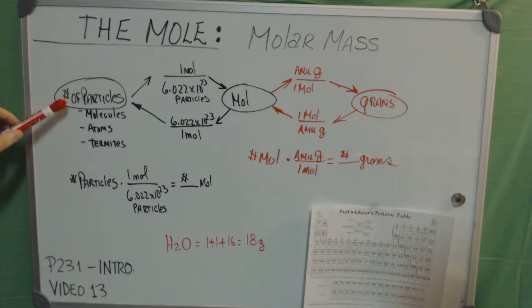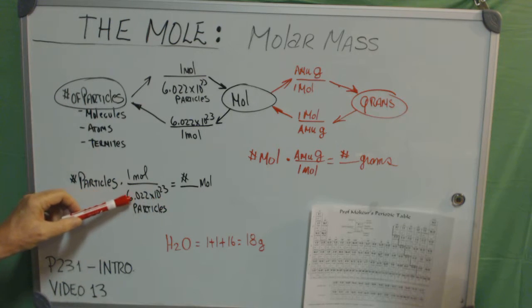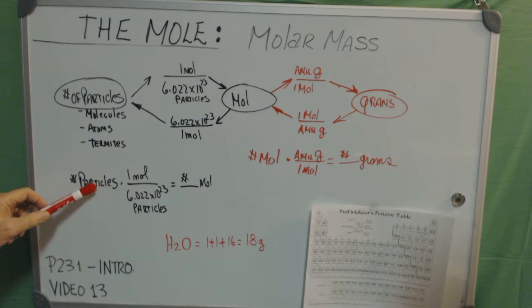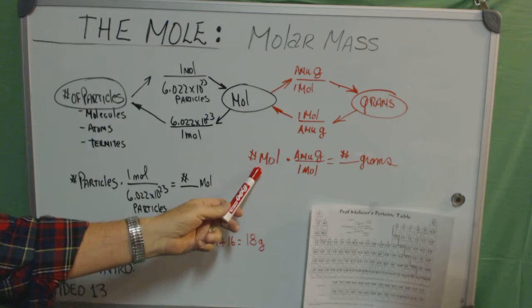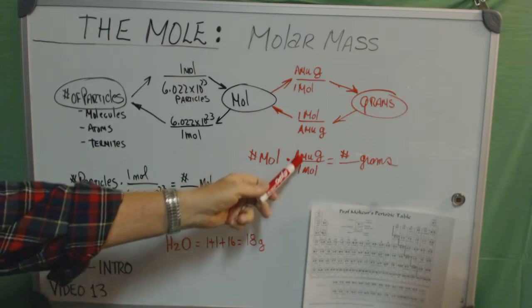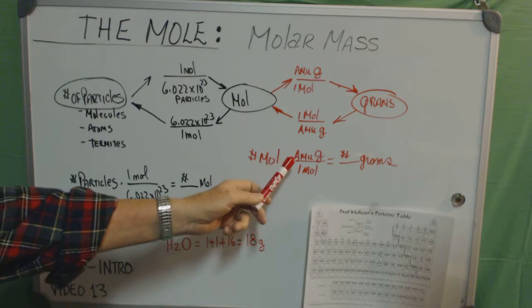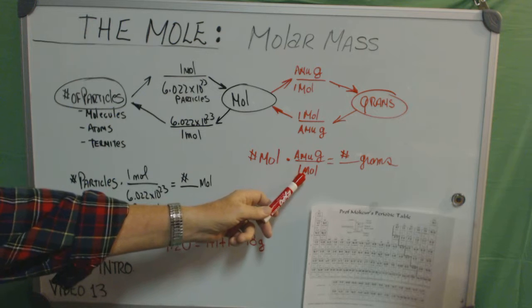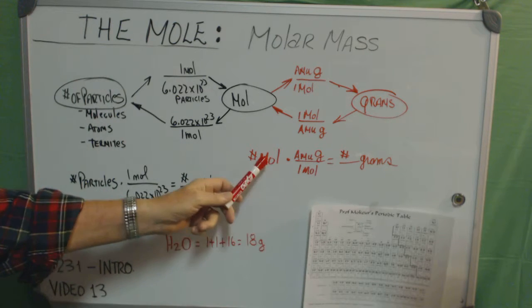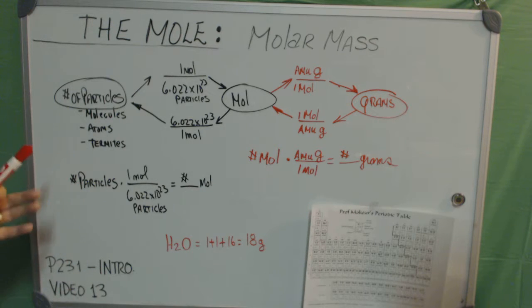I start off with the number of particles, and I want to divide out the number of particles. This converts the number of particles into the number of moles. Then I take the number of moles over here and I use my new conversion factor, and I want the moles to cancel. So I'm going to have the atomic mass unit or weight in grams per 1 mole. The moles cancel and I end up with the number of grams for a given quantity of particles.